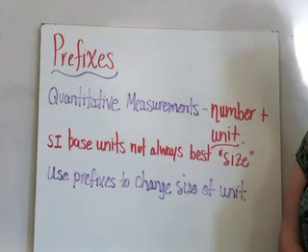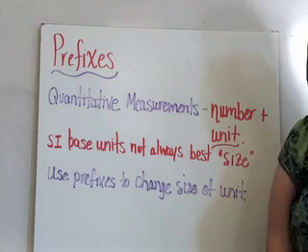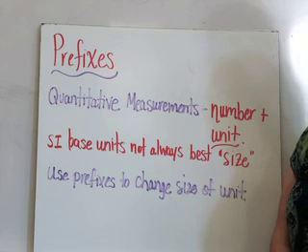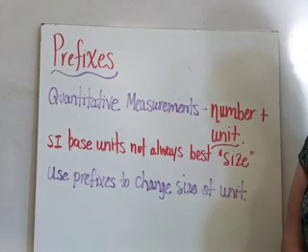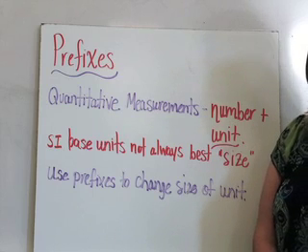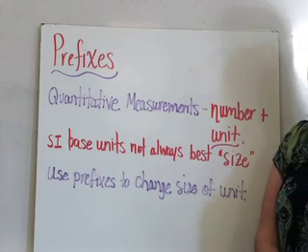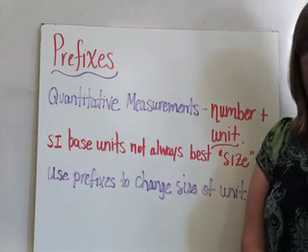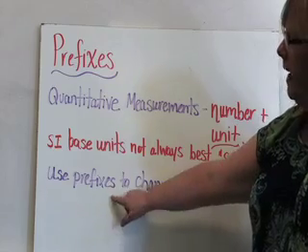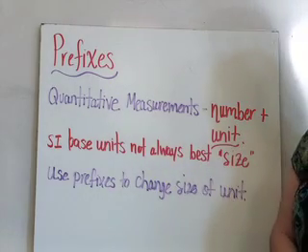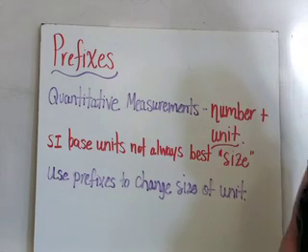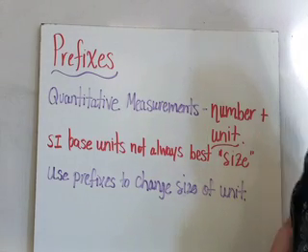In the last video, we talked about SI units, and sometimes those base units aren't always the best size. For instance, when we were measuring the block in class, meter really wasn't the right unit. Centimeter was an easier unit for us to measure that block. So we're going to talk about prefixes and how to use them to change the size of a unit. So a prefix is what goes before the base unit.